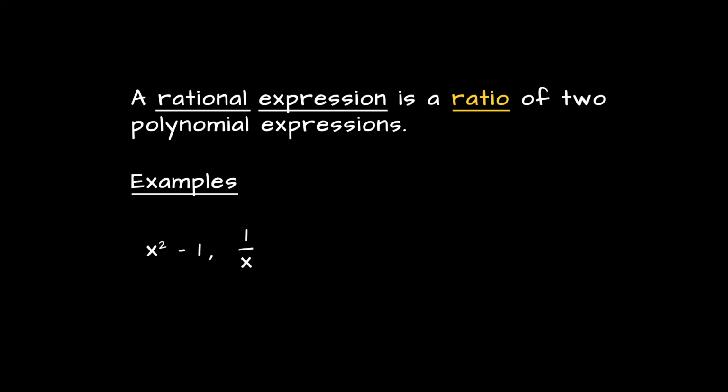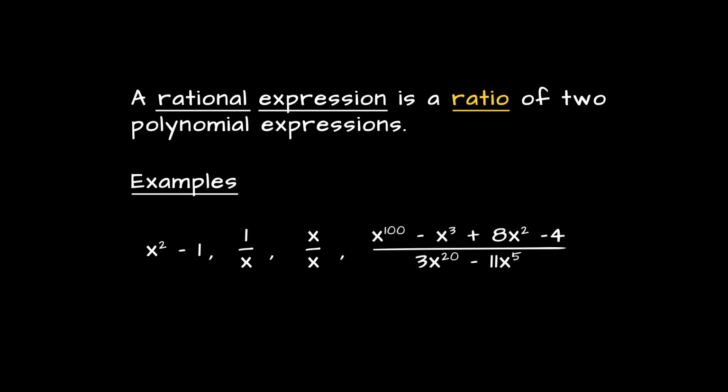A slightly more interesting example is the rational expression 1 over x, or x over x. Or something much more complicated like this. But all of these examples are simply arrived at by taking one polynomial and dividing it by another. So they all count as rational expressions. Now, there are many things to say about rational expressions, but for the time being, we're going to be concerned with just learning how to manipulate them. That is, learning how to do things like multiply or divide or add or subtract rational expressions.